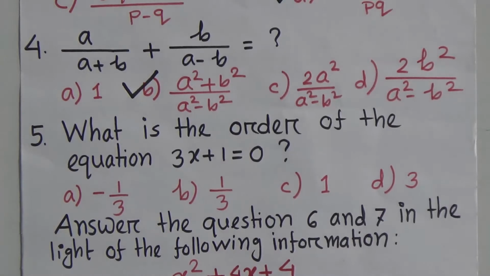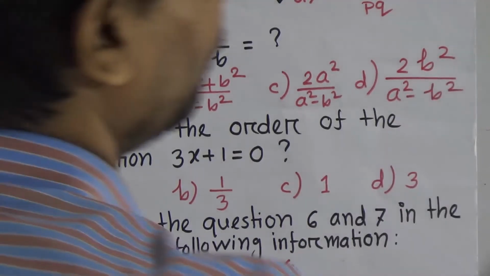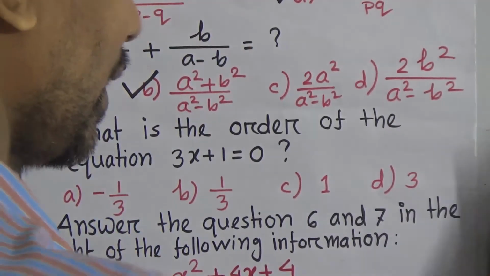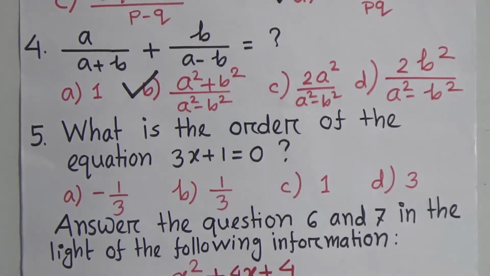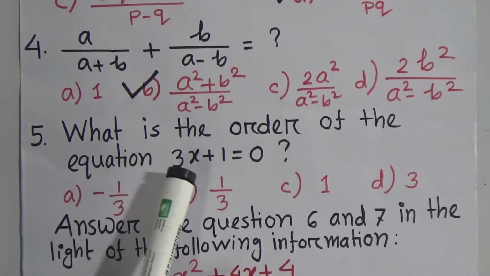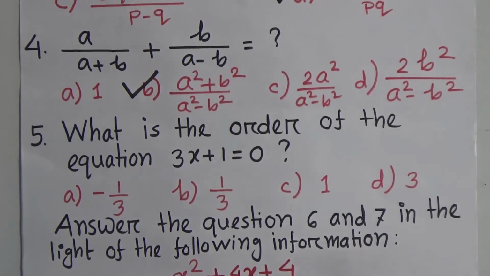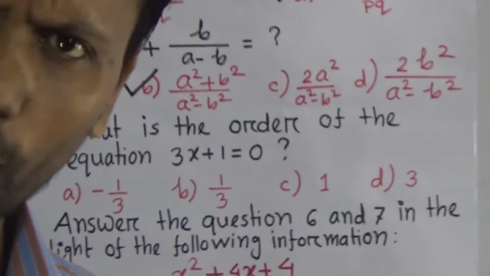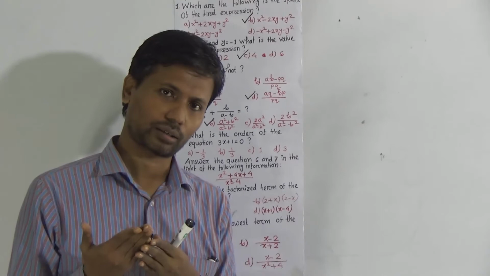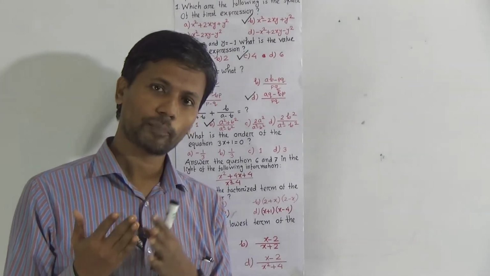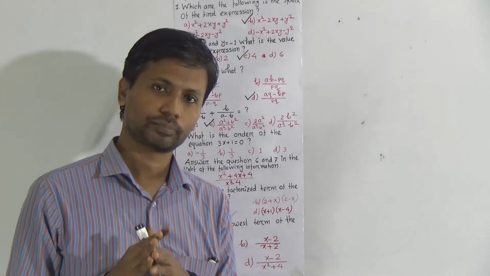Okay, now I will discuss question number 5. Question 5 is a knowledge based question. What is the order of the equation 3x plus 1 equal to 0? Yes, student, this is called order. What do you mean by order? Order means power.